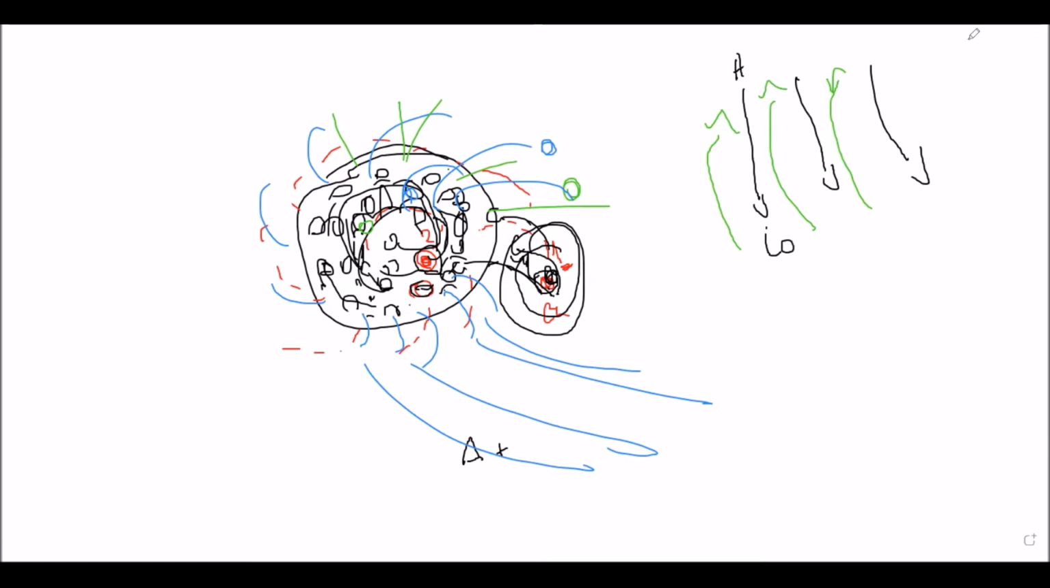In the magnetical, the opposite. Here, high, here, low.